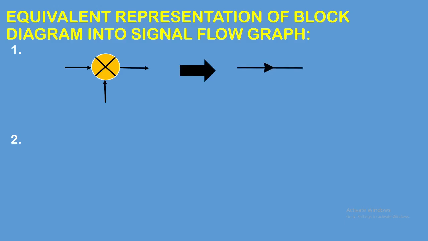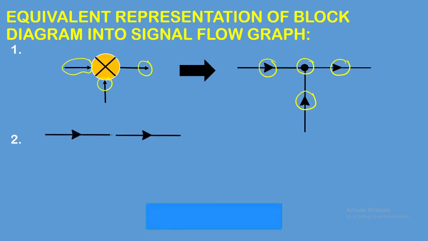I told you that at a summing point we take one node. Simply you have to take a node. Here you can observe that a signal is coming inside, here also a signal is coming inside. Next the signal is going out from this side, and another signal is adding here, so you have to add the signals here. Like this you can convert your summing point into a node in the signal flow graph.